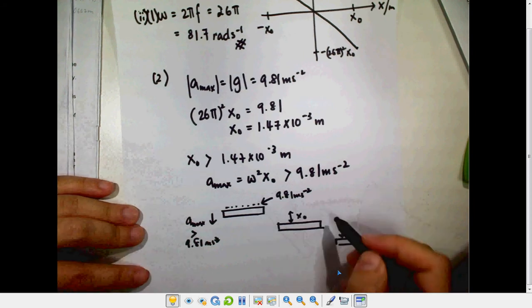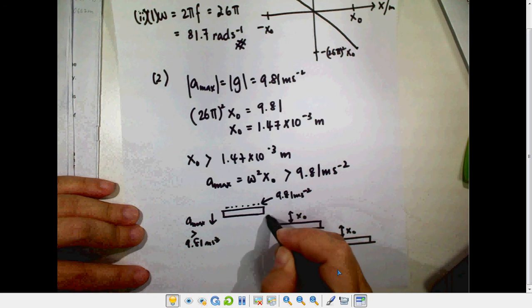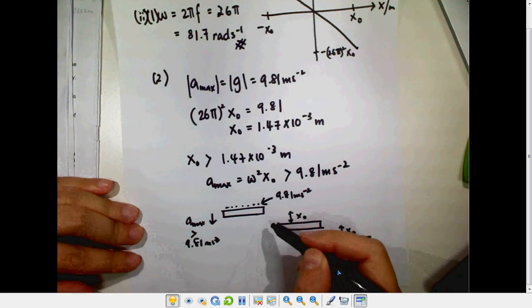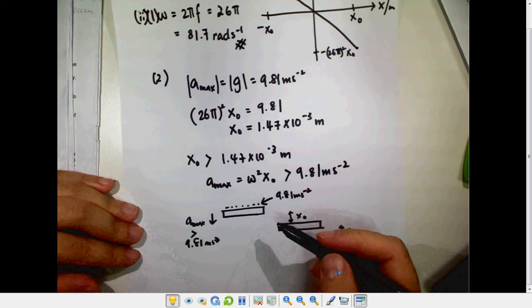In fact, when the acceleration around in the middle is 9.81, the sand will already lose contact with the piston.